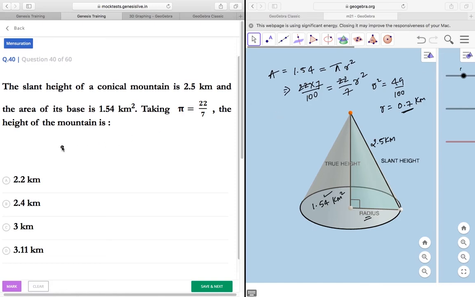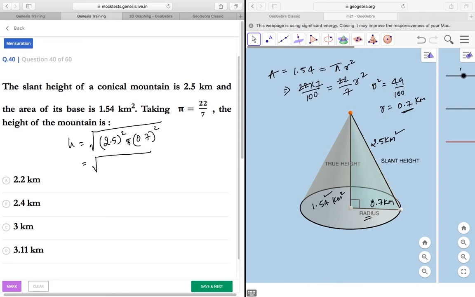right? So height of the mountain, now height of the mountain is nothing but, you can go with the Pythagoras theorem. This is 90 degree, so you have slant height, it is 2.5 kilometers, and this is 0.7 kilometer. So the height will be nothing but, height will be square root of 2.5 square minus 0.7 square.